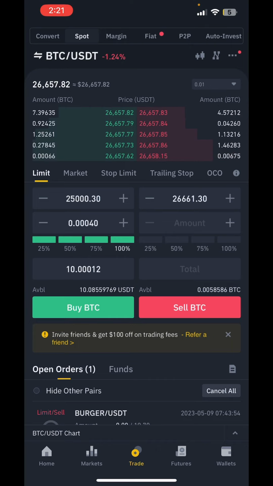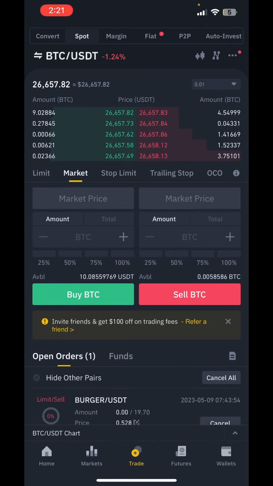But with market order, you are going to enter the market immediately at the current price. So that is it, guys.